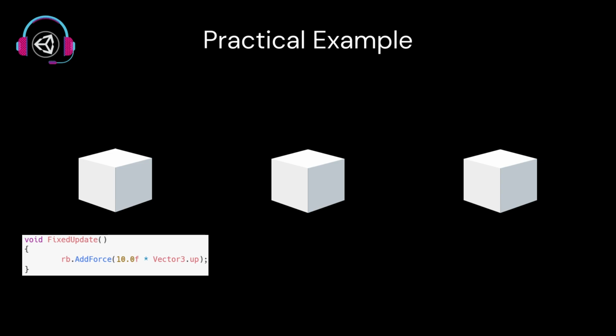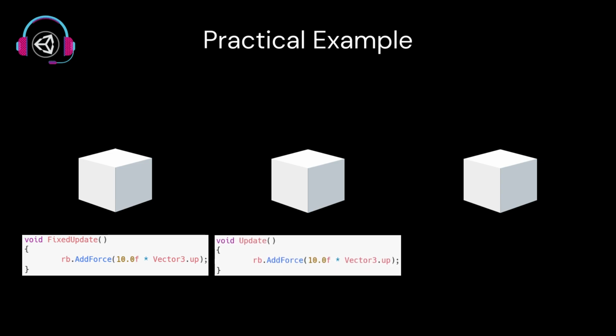Now, in the center, we have a cube using the update method. Here's the script for this cube. This script applies the same upward force in the update method. However, since update runs every frame, the cube moves much faster. Each frame might be happening more frequently than the fixed update time step, so the force is applied many more times per second, causing the cube to rise much faster.